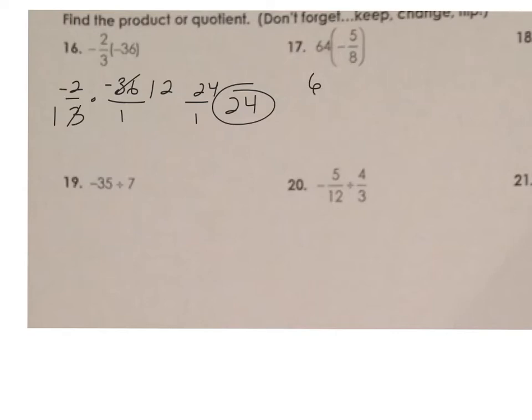17, I would put 64 over 1. And then I'd bump that negative just up to the 5, just to make it less confusing. Any cross-canceling? 8 and 64, 8 goes into 8 once, and 8 times 8 is 64, so it's going to go in 8 times. 8 times a negative 5 would be negative 40 over 1, or just negative 40.